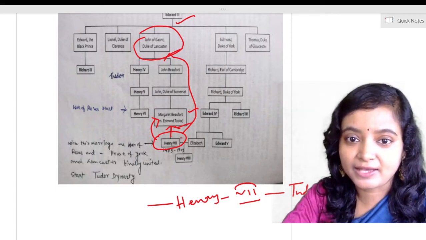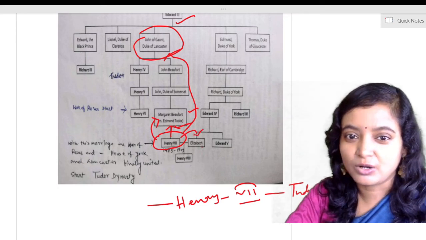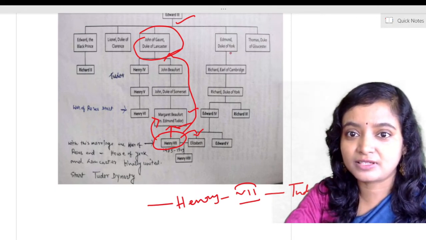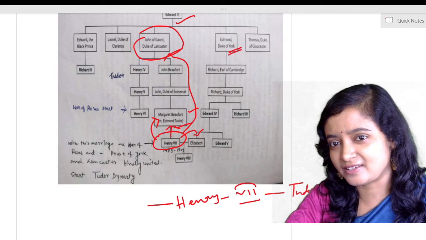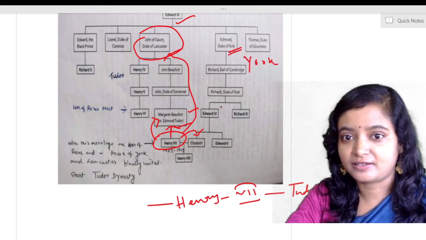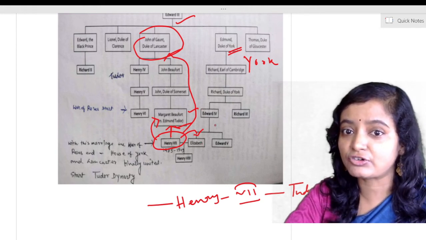Henry VII married, you can find here, just broaden it and see. I am making it dirty, you think? Okay. Henry VII married Elizabeth. And who was Elizabeth? You can see here it is a bit hazy, but here it is written York. York's descendant. So Henry VII married Elizabeth, who was Edward IV's daughter.